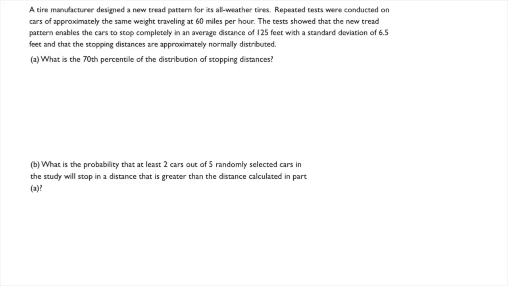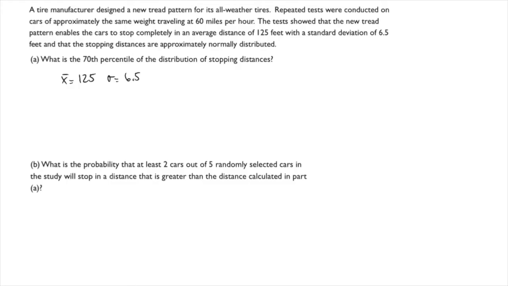A tire manufacturer designs a new tread pattern for its all-weather tires. They tell us that they conducted the test on cars of approximately the same weight, traveling at 60 miles per hour. The test showed that the new tread enables cars to stop completely in an average of 125 feet, right? So I'm going to write down the average. Well, let's go with x bar, I'm not sure if that's mu. My average is going to be equal to 125 feet. And they tell us the standard deviation is equal to 6.5.